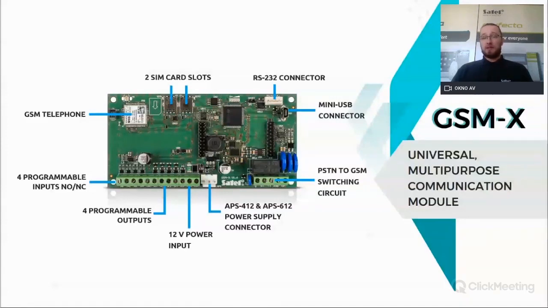Of course, you have connector for the APS power supply. Power supply is 12 volts on the bottom. Also 4 programmable outputs and 4 programmable inputs, NO and C. And this is the difference between GPRS-A and GSM-X. GSM-X doesn't have analog zones or one-wired zones. GSM-X is just a communication module. And of course, GSM telephone.